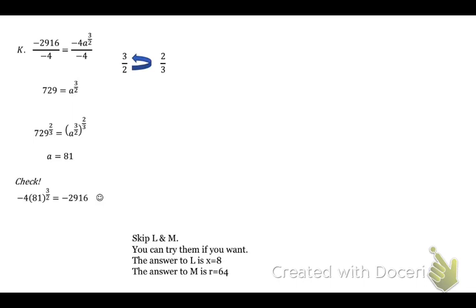Okay, you can skip L and M. L, you should get x equals 8, and M, you should get R equals 64. If you want to try them, I would suggest it.